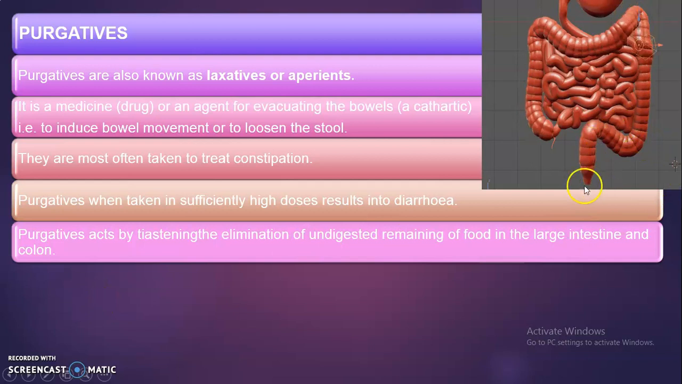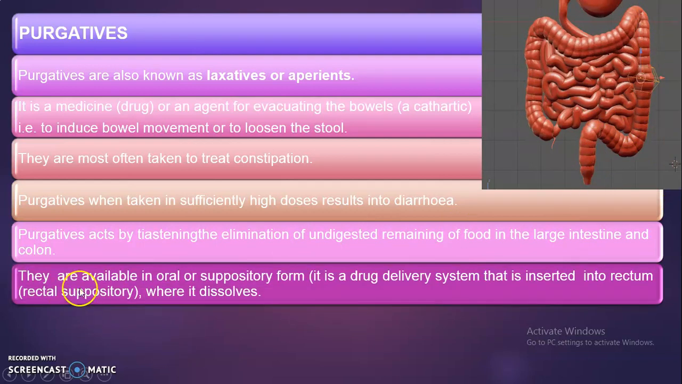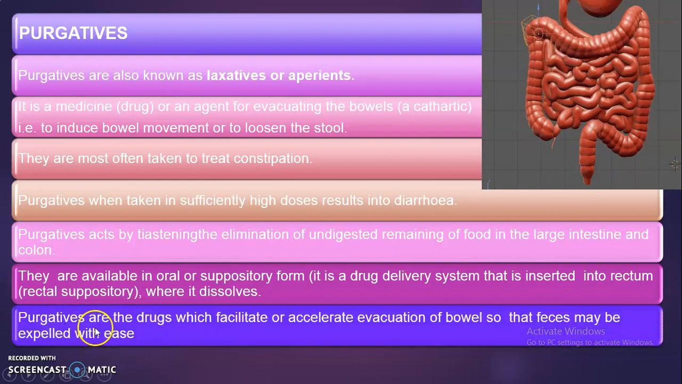These are the colons. Then they are available in oral and suppository form. A suppository is a drug delivery system that is inserted into the rectum. Suppositories are dissolved in the rectum. Purgatives are the drugs which facilitate or accelerate evacuation of the bowel so that the feces may be expelled easily.